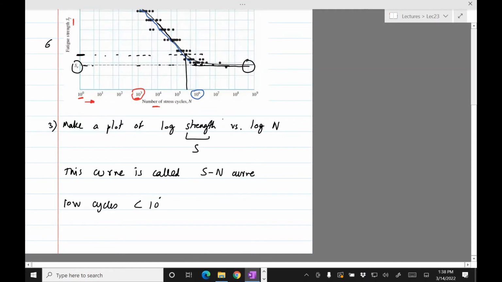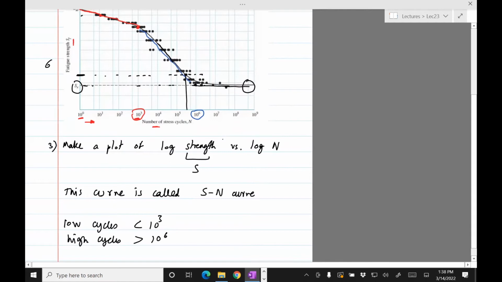So if the cycles are less than 10^5, it's considered low cycles, and high cycles are greater than 10^6. These are ballpark numbers, and they came from this plot, because we saw that at 10^5 is the limit where the slope changes abruptly. And then again at 10^6, the slope changes abruptly. It becomes 0 after 10^6, implying infinite life.